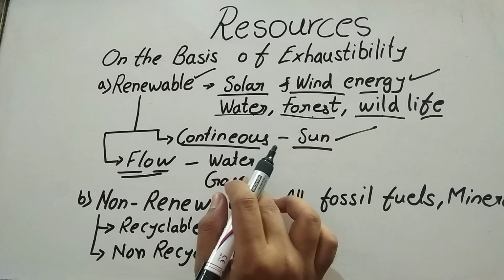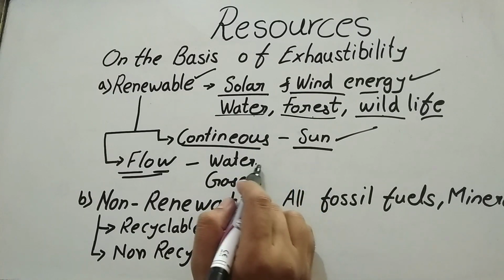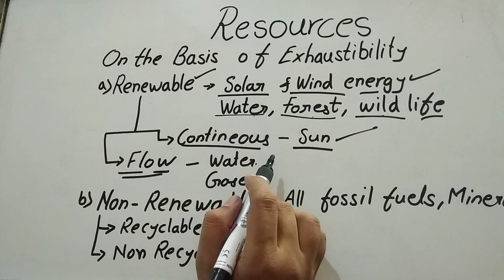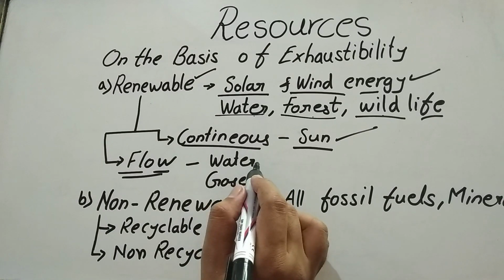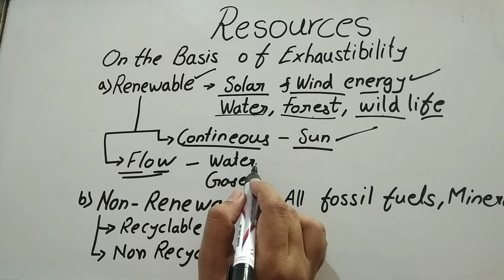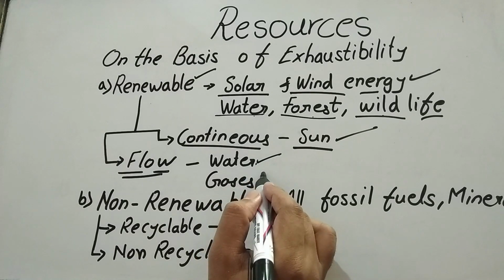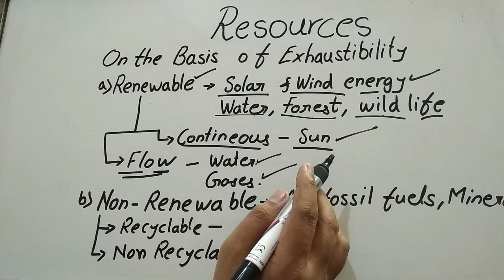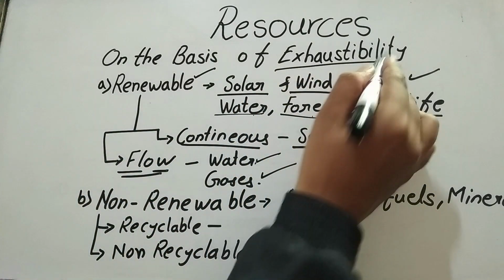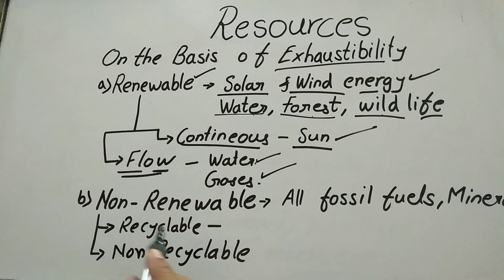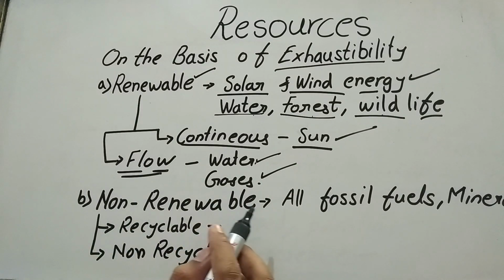Water and gases are cyclic. It's limited in nature, but they are cyclic. They maintain their quantity with the natural cycles and are continuously available. They renew themselves by being cyclic in nature, water and gases. This is the first classification under exhaustibility. Now coming to the second classification, that is non-renewable.